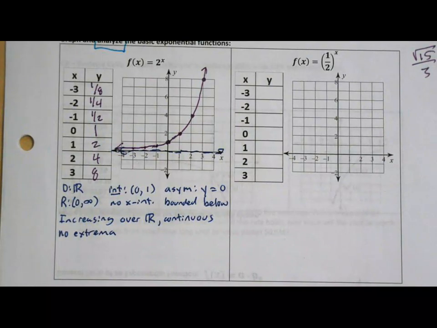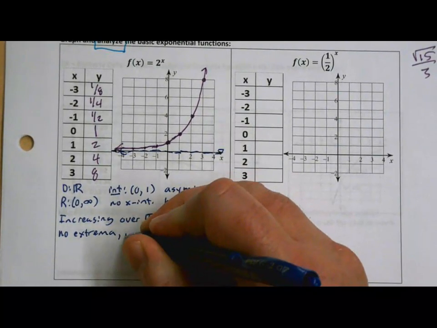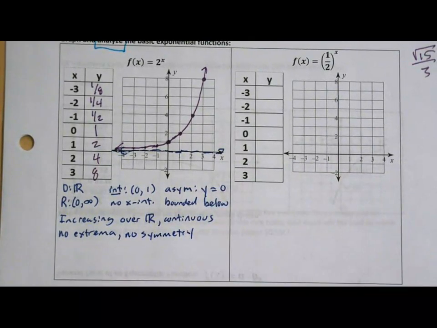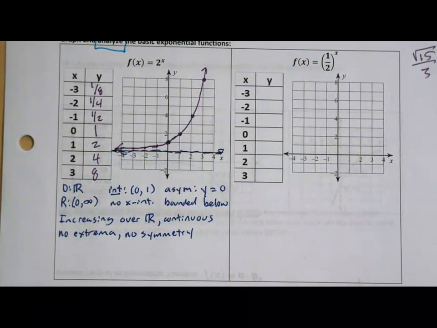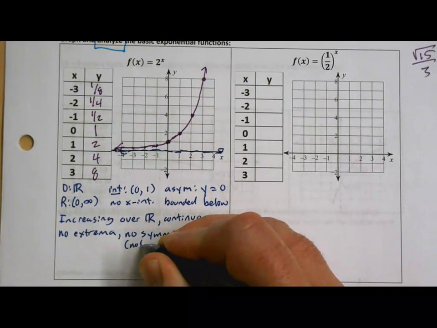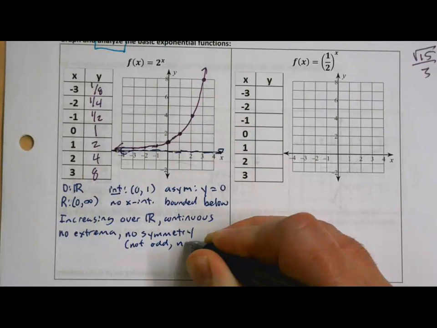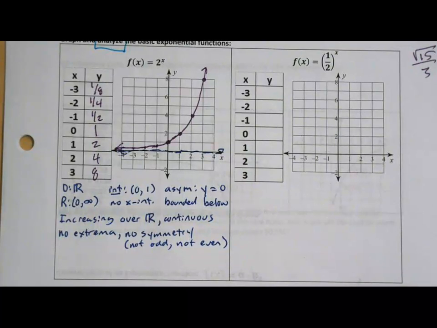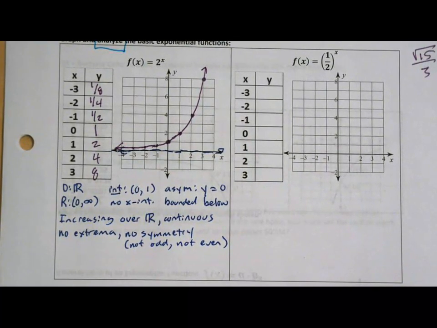What else before end behavior? Symmetry. Is there any symmetry about the y-axis or about the origin? Nope. And if there's no symmetry, that tells us something about odd and even. It's neither, right? It's not odd. It's not even. I think that's everything except for end behavior.